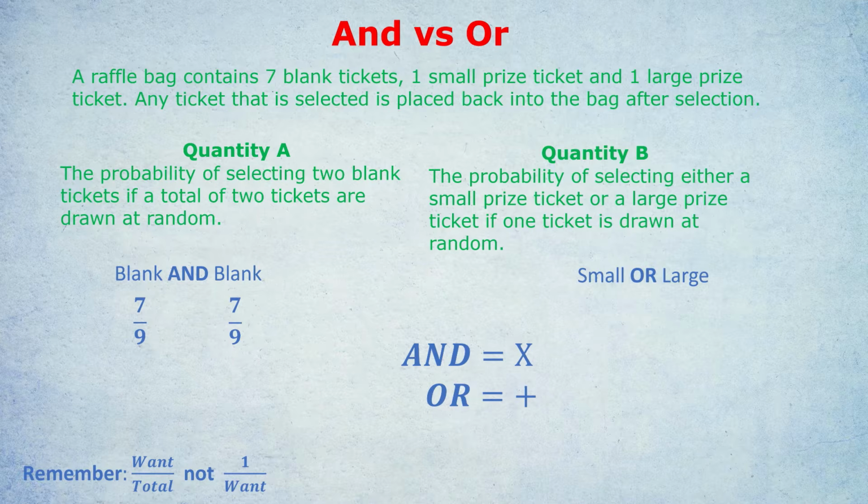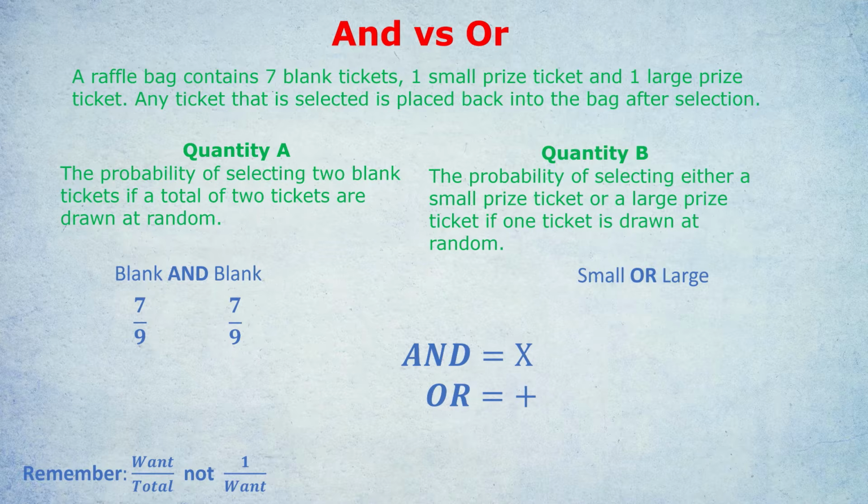So many students ask me halfway through a probability question, oh, do I multiply these? Do I add these? Well, just step back and ask yourself, is this a situation I would describe with an "and" or with an "or"? In the first situation, it's not like we want a blank or a blank. No, we need 2 blanks. We want a blank and a blank. And in quantity B, it's not like we want a small and a large. We're only picking 1 ticket. We want a small or a large.